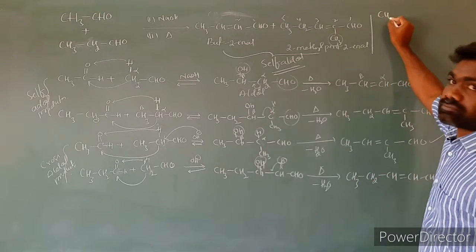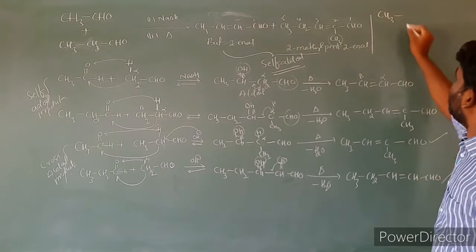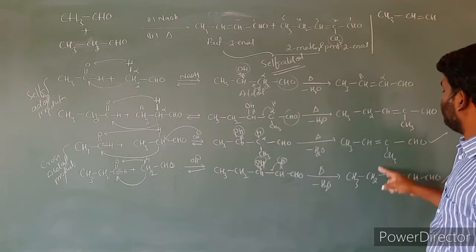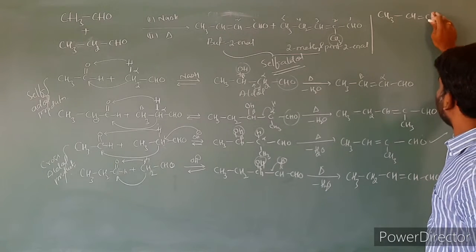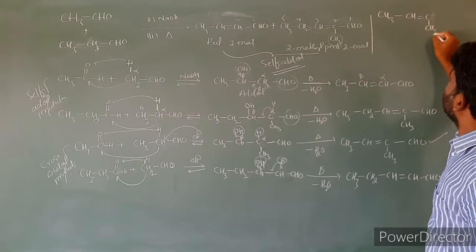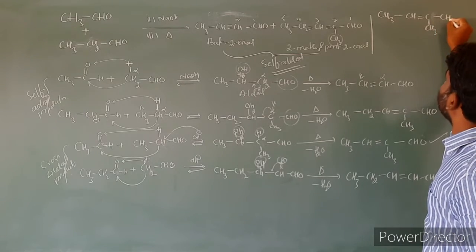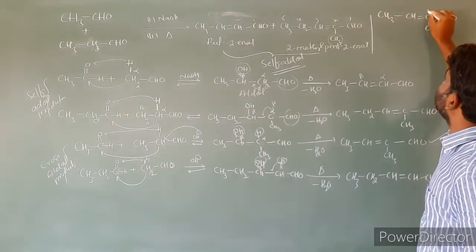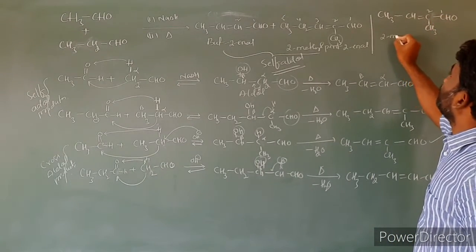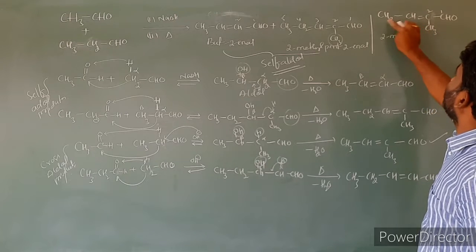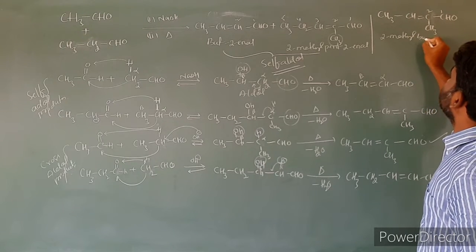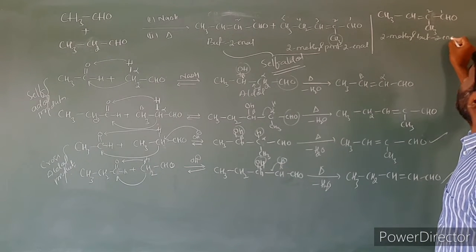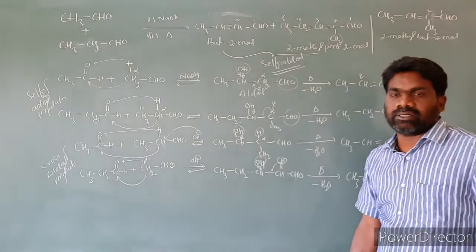CH3, CH, double bond, CH, double bond, C, CH3, CHO. So this is the product formed in this reaction. What is the name of this product? This is the first carbon, this is the second carbon. The name is 2-methylbut-2-enal. En means double bond, al means aldehyde.